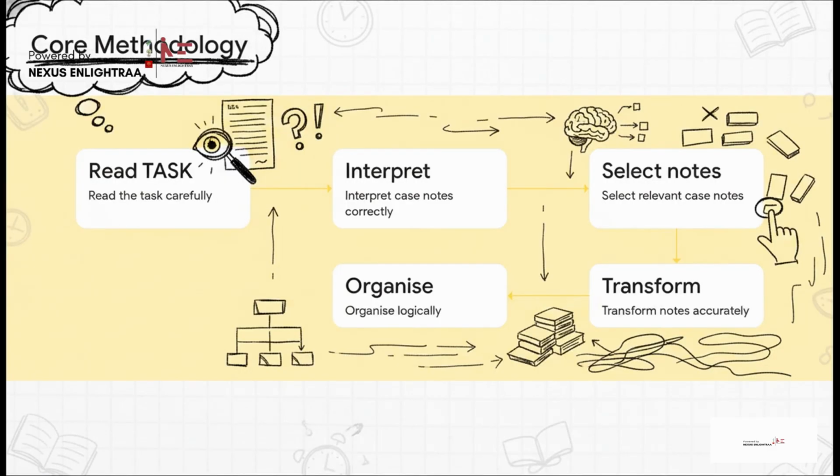To conquer that tight timeline, we highly recommend this 5-step core methodology. Step 1, read the task. Step 2, interpret the case notes. Step 3, select the relevant ones. Step 4, transform them into real sentences. And Step 5, organize them logically. Now, realistically, you'll naturally jump back and forth between these steps as you write, right? It's not a perfectly linear thing. But keeping this mental checklist in your back pocket really keeps you anchored when the pressure is on.